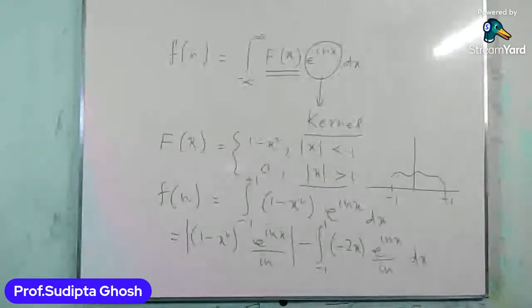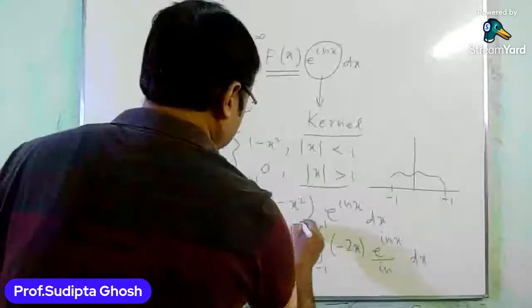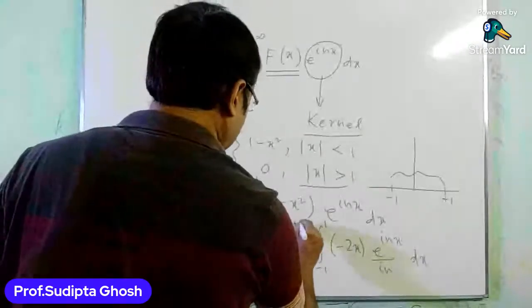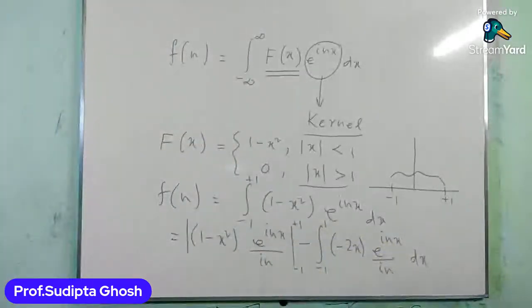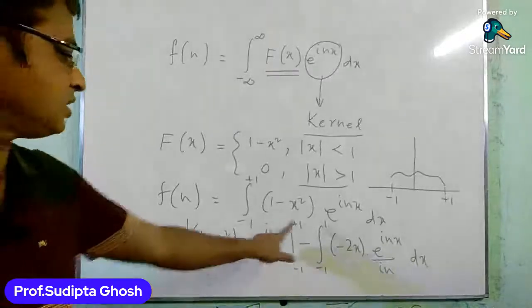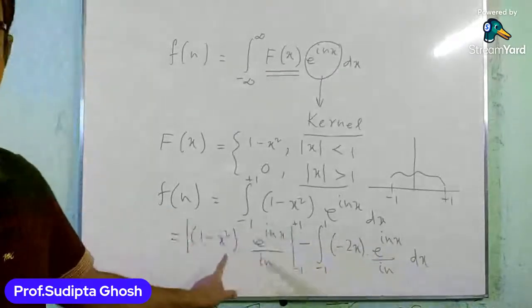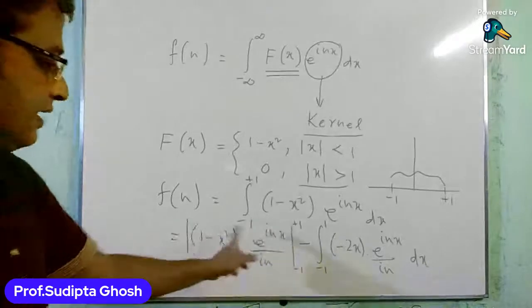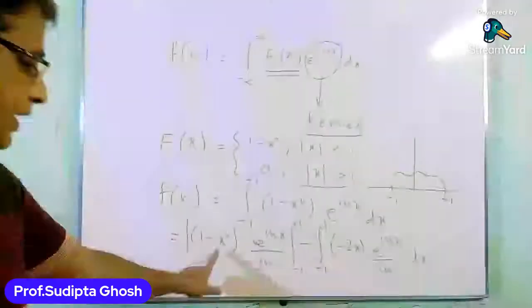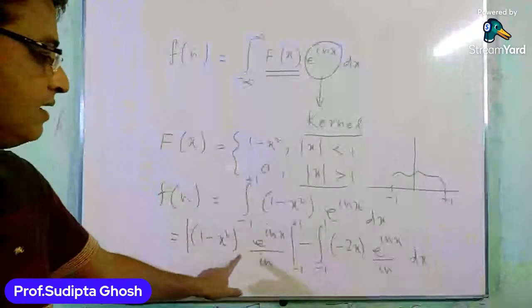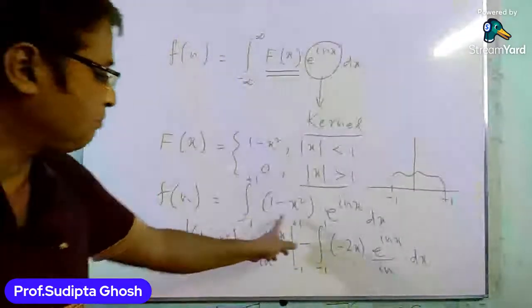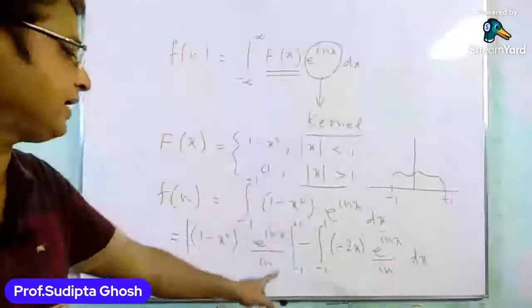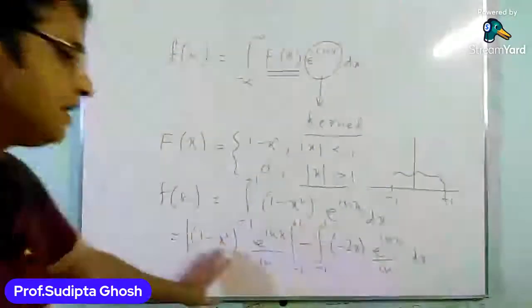Now here the limit is plus 1 and minus 1. So by putting the limits here, we can find that 1 minus of plus 1 square, that is 1 minus 1, makes it 0. And if the lower limit is put here, that is x square, minus 1 square means again plus 1. So by putting these limits of plus 1 and minus 1, this first part vanishes.